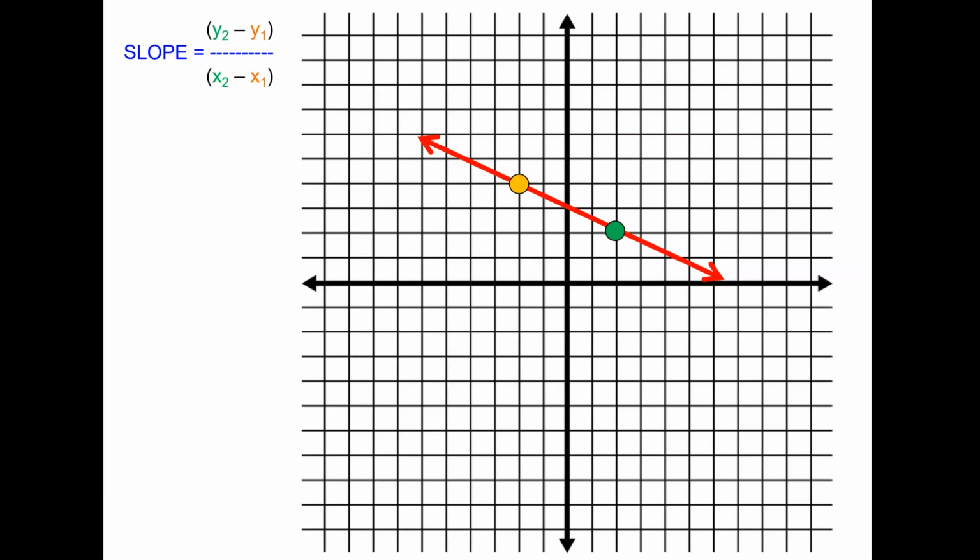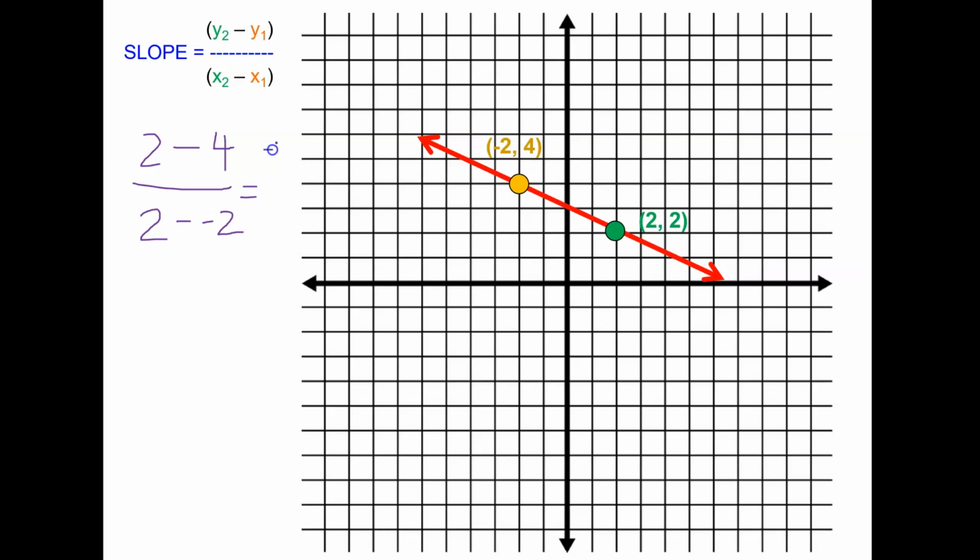This line is running downhill, which means it's going to have a negative slope. Our green spot is at 2, 2. The orange spot is at negative 2, 4. Let's fill in the blanks of our formula. y2 is 2 minus y1 is 4. x2 is also 2. x1 is negative 2.